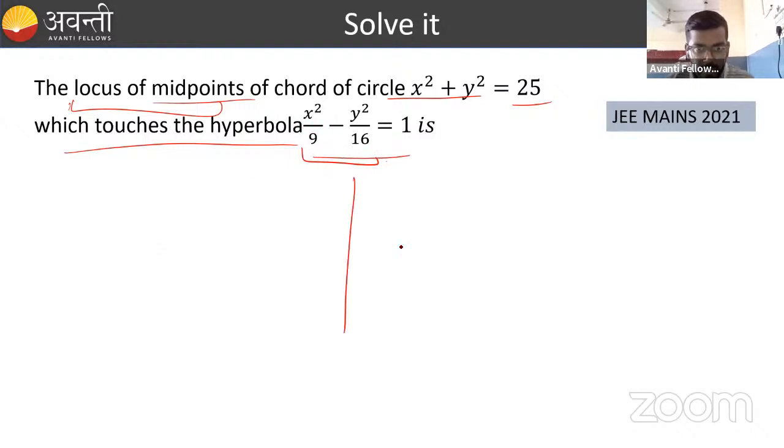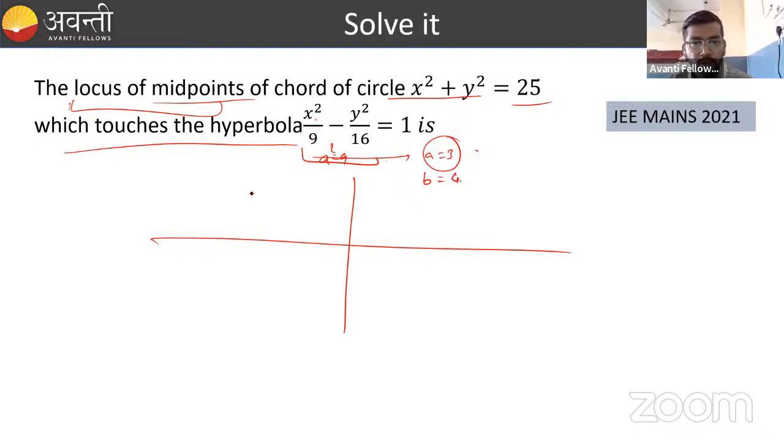I am drawing the diagram of the hyperbola. This is x square by a square, where a square is 9, so a is 3, and b is 4. Here the hyperbola is like this. These points are minus 3 comma 0 and 3 comma 0.